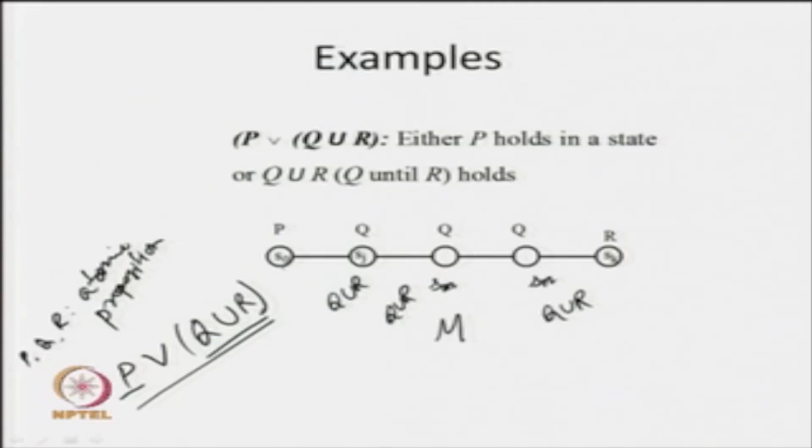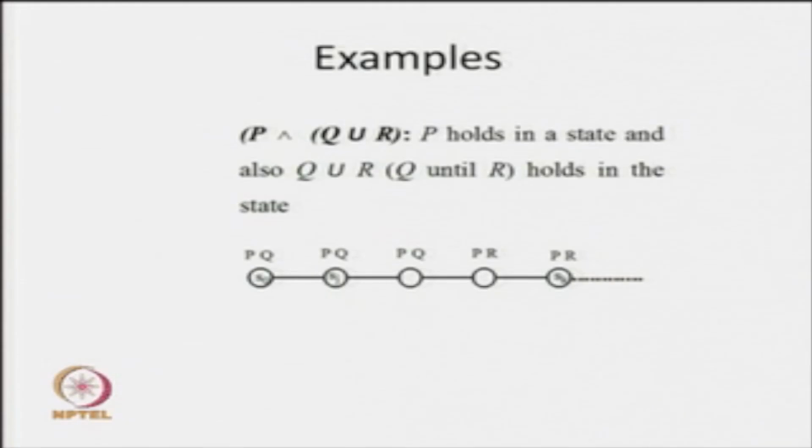Now, when we look for P or Q until R, you will find that in these 3 states, Sj, Sm and Sn, Q until R is true. So, P or Q until R will be true in these 3 states. When you come to S0, since P is true, we will find that P or Q until R is true. When you come to Sk, we will find that neither P is true nor Q until R is true over here. So, P or Q until R is false in state Sk. This is the way we are going to look for the truth values. We are just looking into some examples to get the meaning of those temporal operators.